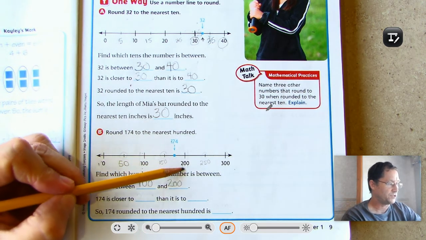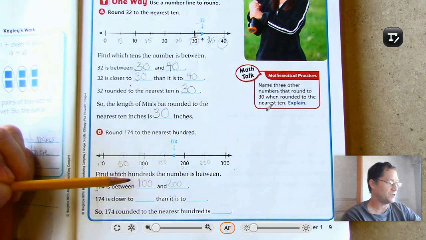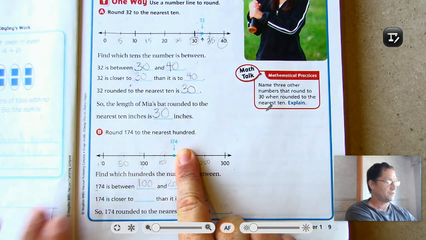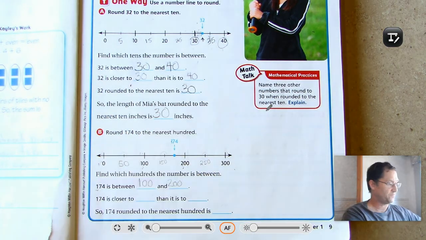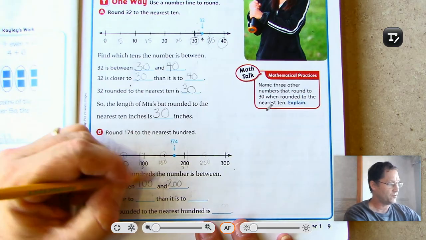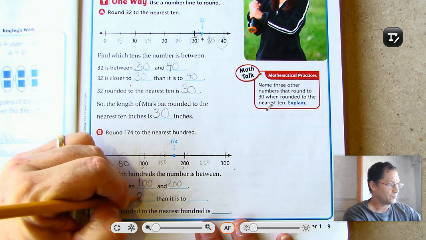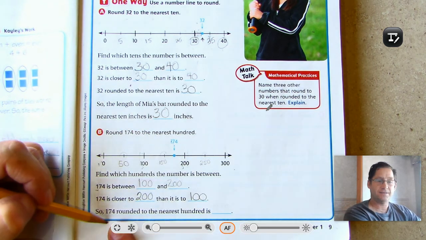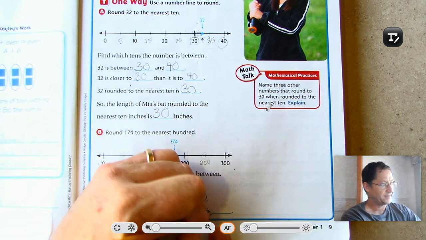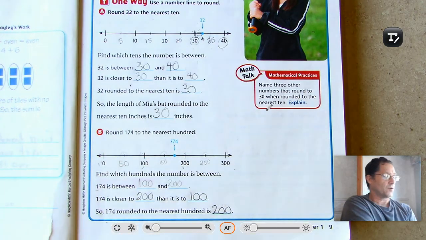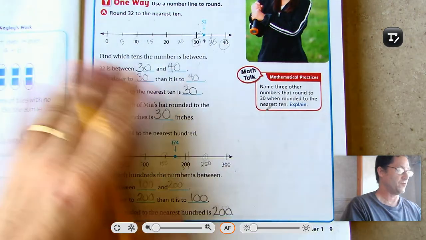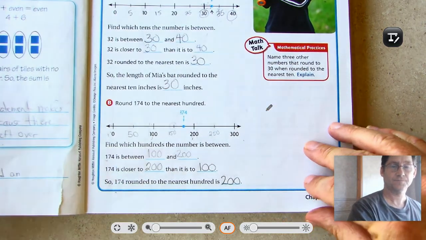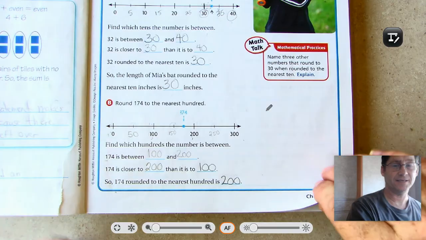174, is it closer to 200 or is it closer to 100? 174 to 200, it takes about one finger. To go back to 100, it takes about two fingers. So it's closer to 200 than it is to 100. So 174, rounded to the nearest 100, is 200. Okay, so that's one way we can round. We can use a number line and find which hundreds or which tens the number is closest to.